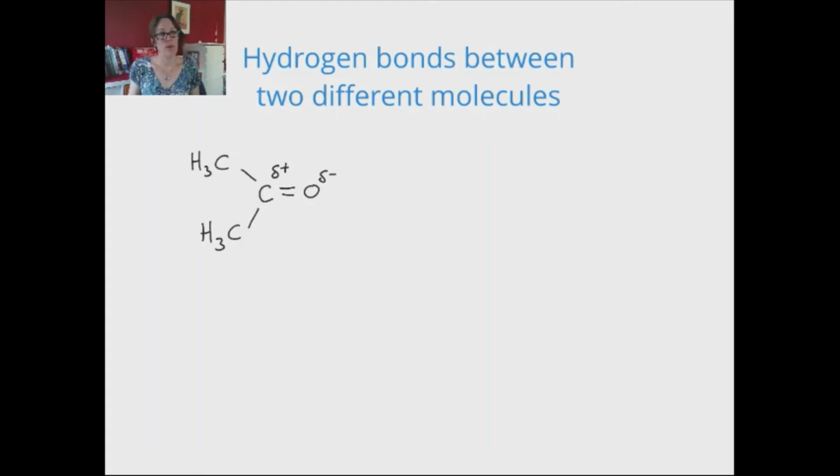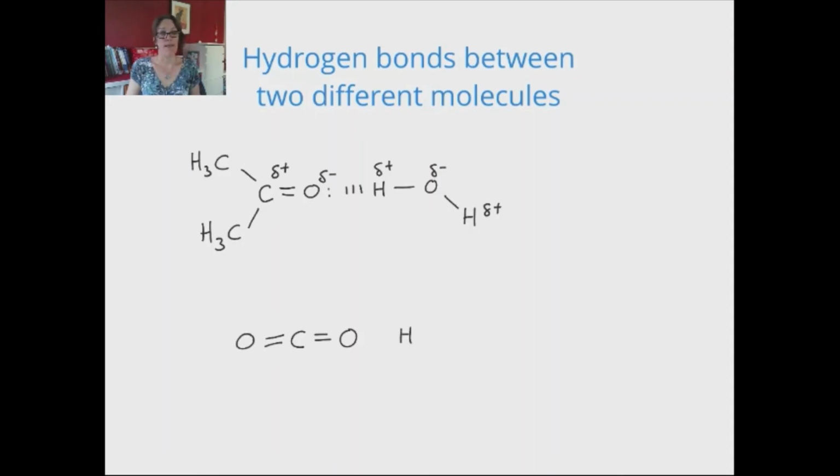However, propanone does dissolve in water. And the reason it does that is because it does still have a dipole and a lone pair on the oxygen, which means that although propanone can't hydrogen bond with itself, it can hydrogen bond with water. You don't need both molecules to have a hydrogen attached to oxygen, nitrogen or fluorine. You just need the other molecule to have a delta negative oxygen or nitrogen or something with a lone pair.